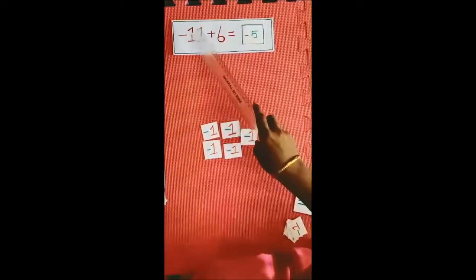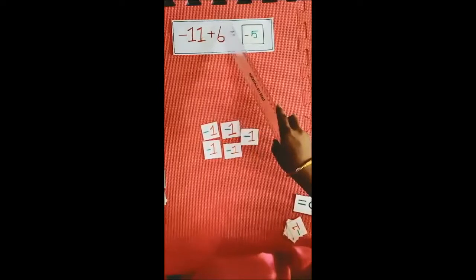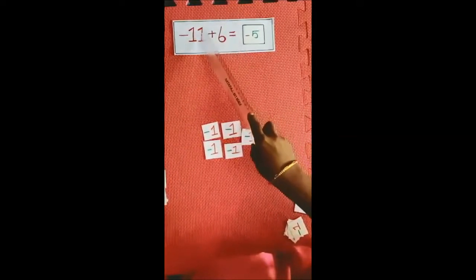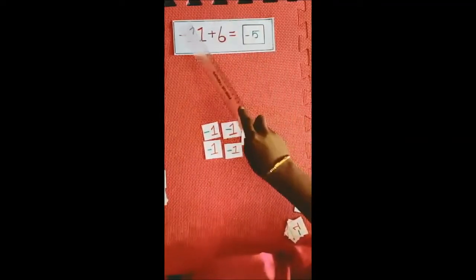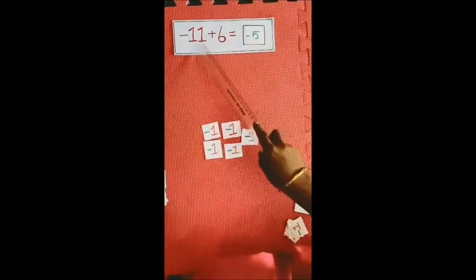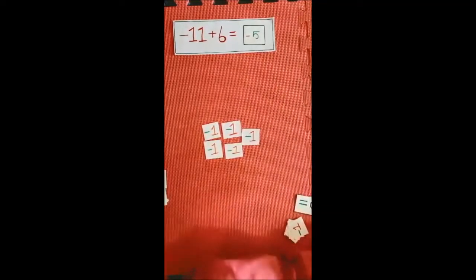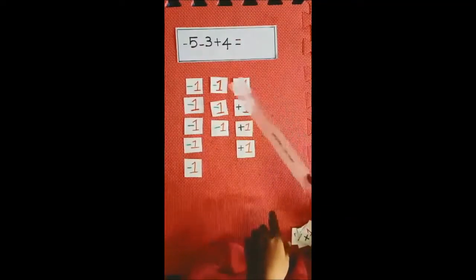As per rule 2, what do we say? If the two integers have different signs, we have to subtract the smaller number from the larger number and the result gets the sign of the larger number. So as per rule 2 also we get the same answer, minus 5. It's clear children? See the third sum.